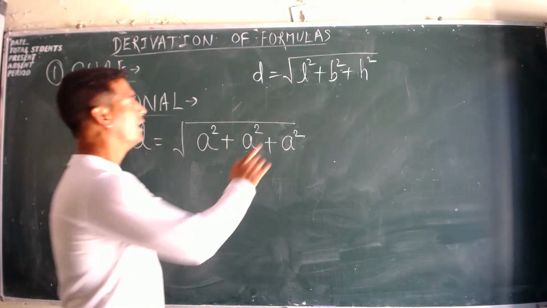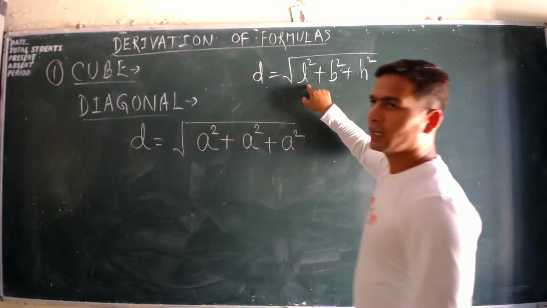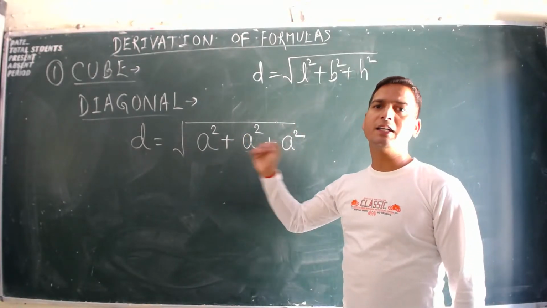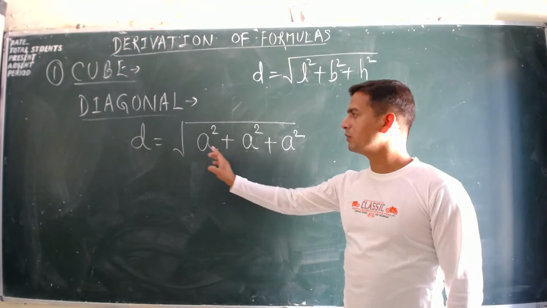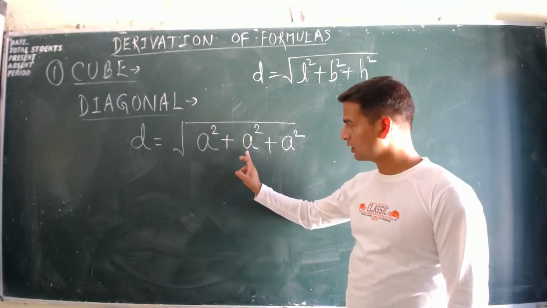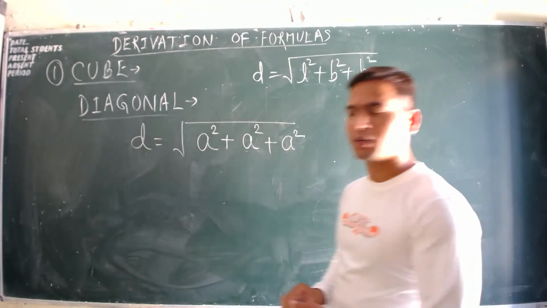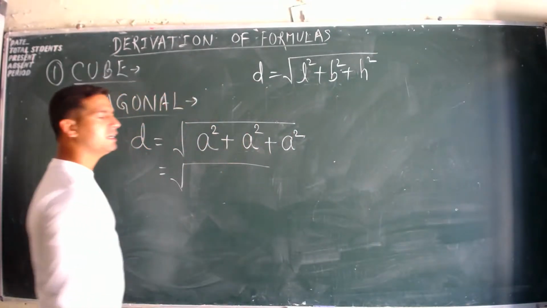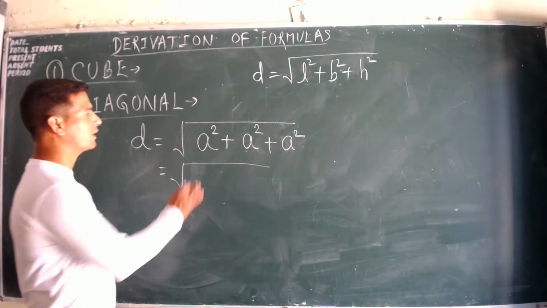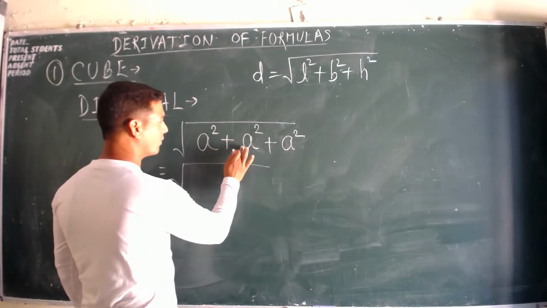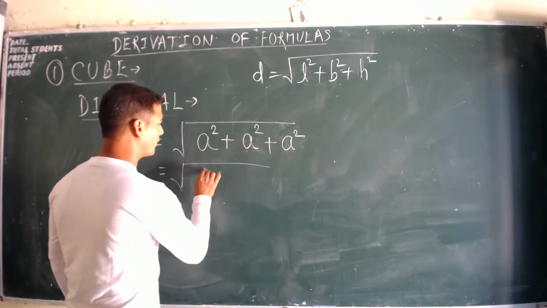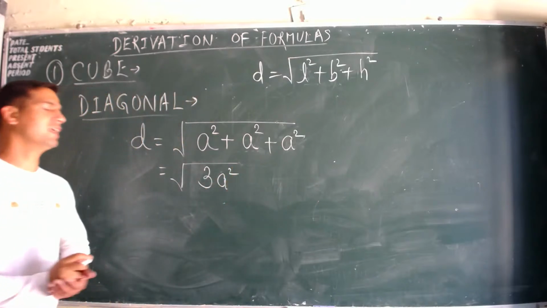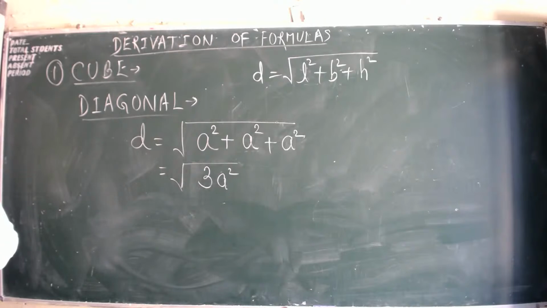Clear? In the case of cuboid, we take L, B, H. But in the case of cube, all sides are equal and each side is represented by A. So first side square is A square, second side square is A square, third side square is A square. So A square has been added 3 times, which means 1A square, 1A square, 1A square. On adding, you will get 3A square.